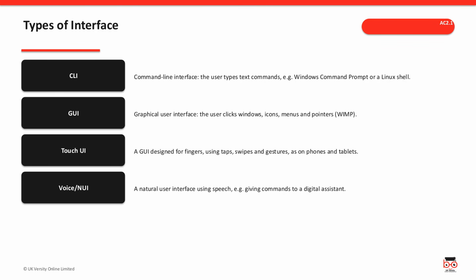Let's meet the main kinds of interface. A CLI, or command line interface, is where you type text commands, like the Windows command prompt or a Linux shell. A GUI, the graphical user interface, is the familiar world of windows, icons, menus, and a pointer. A touch interface is really a GUI designed for fingers, using taps and swipes as on your phone, and a voice or natural interface lets you simply speak, the way you would to a digital assistant.